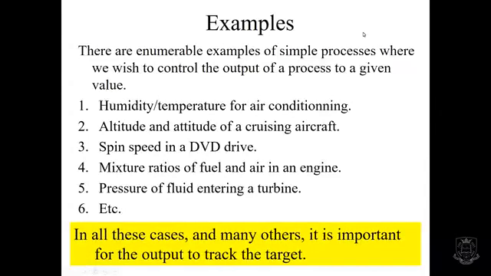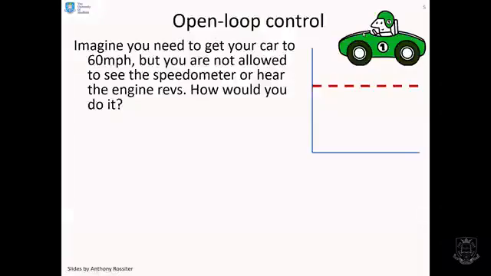Now in all these cases and many others which I'm sure you can think of, it's important for the output to track the target. So here's an example. Open loop control. Imagine you need to get your car to 60 miles an hour, but, and here's a big but, you are not allowed to look at the speedometer or to hear the engine revs. How would you do it?